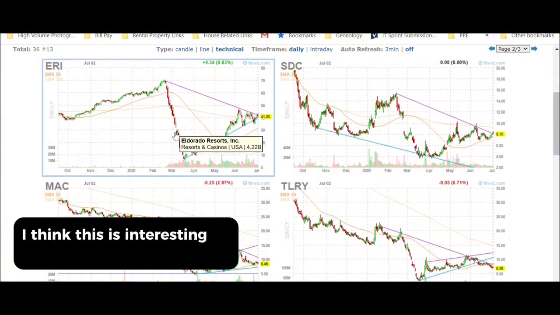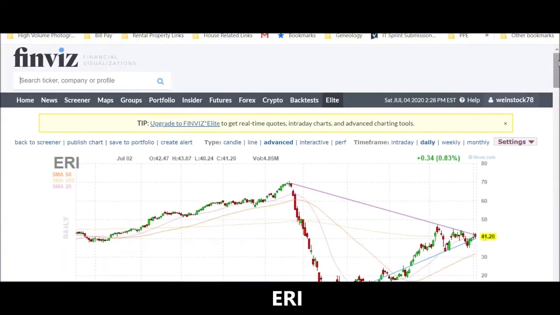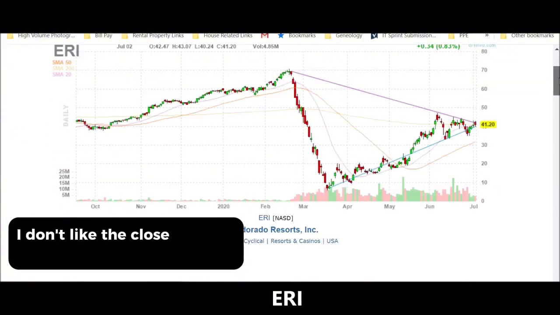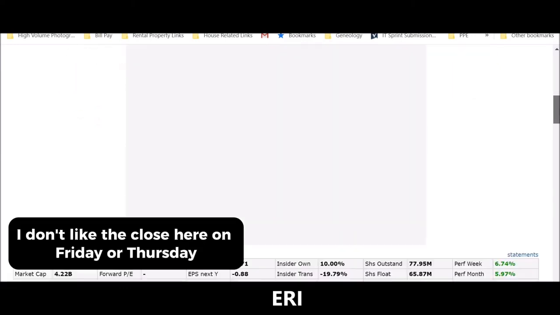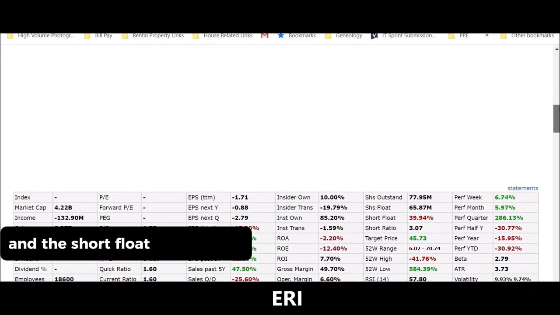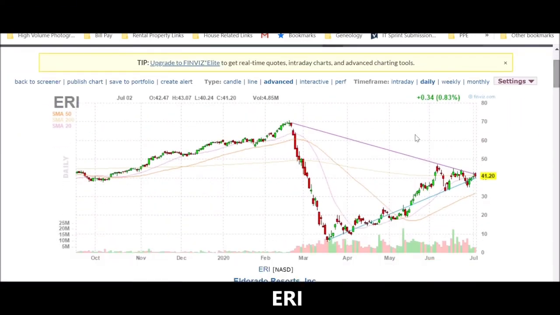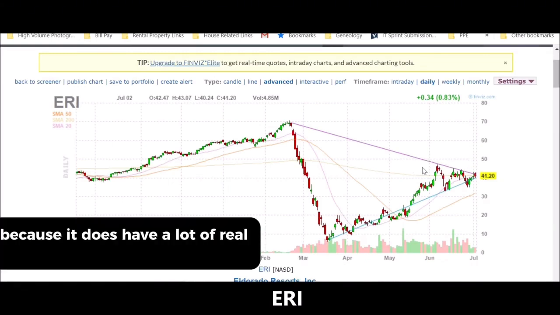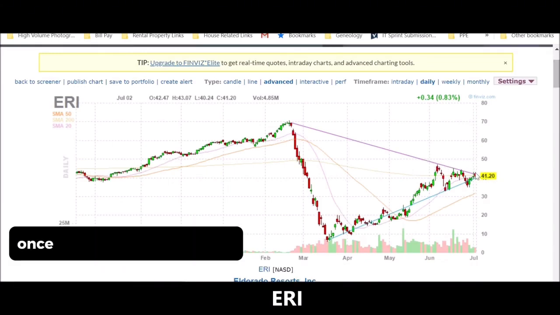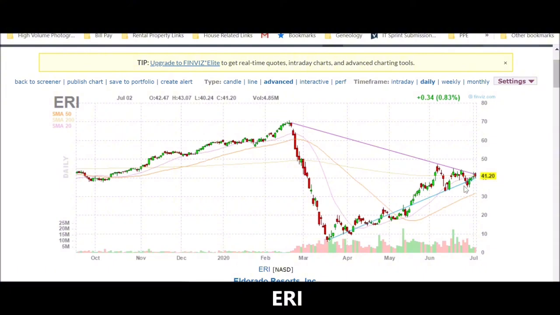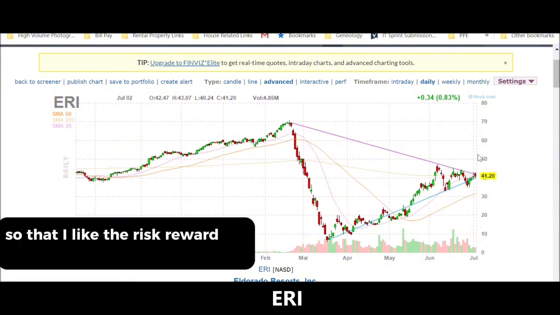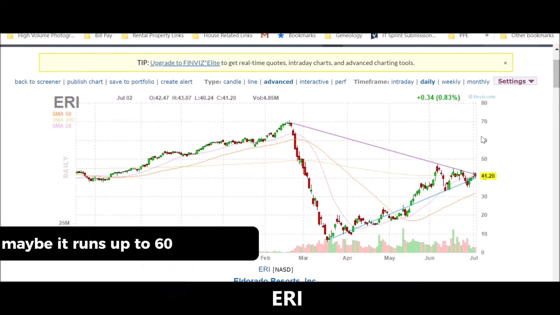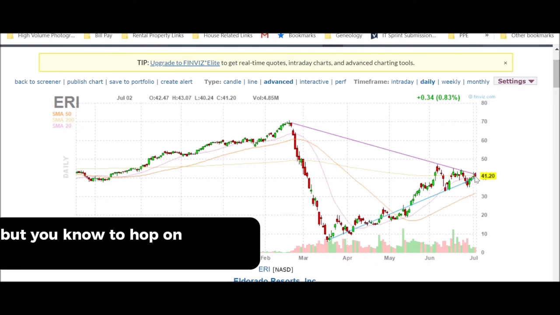I think this is interesting, Eldorado Resorts. I don't like the close here on Friday or Thursday. And the short float, almost 40%. We'll keep an eye on that because it does have a lot of real estate up here to move once it breaks this trend line. So I like the risk reward on this one. Maybe it runs up to 60, maybe 65, but you know to hop on out, let's say under 40.